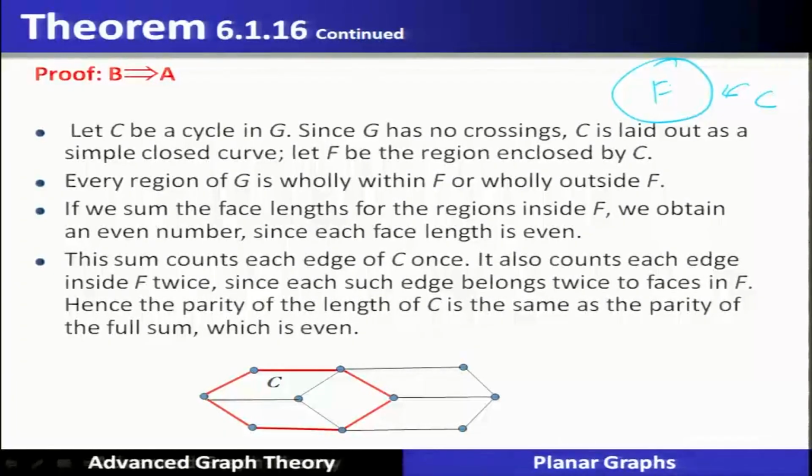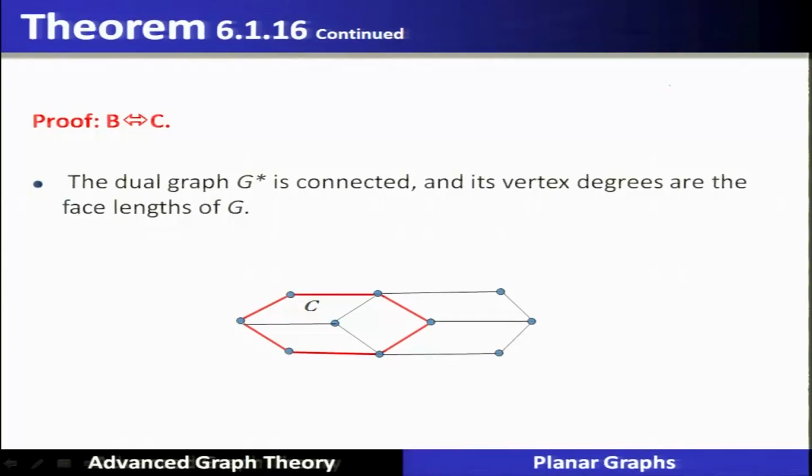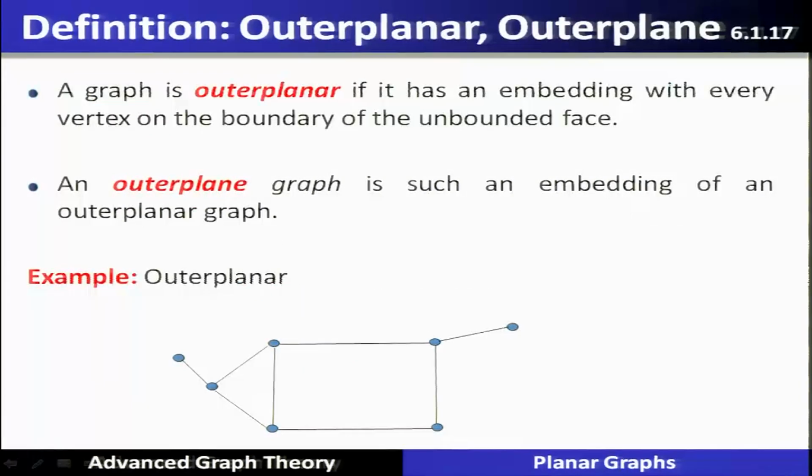It also counts each edge inside F twice. Since each such edge belongs twice to the faces in F, the parity of the length of C is the same as the parity of the full sum, which is even. Now, the dual graph is connected and its vertex degrees are the face lengths, hence B is equivalent to C.